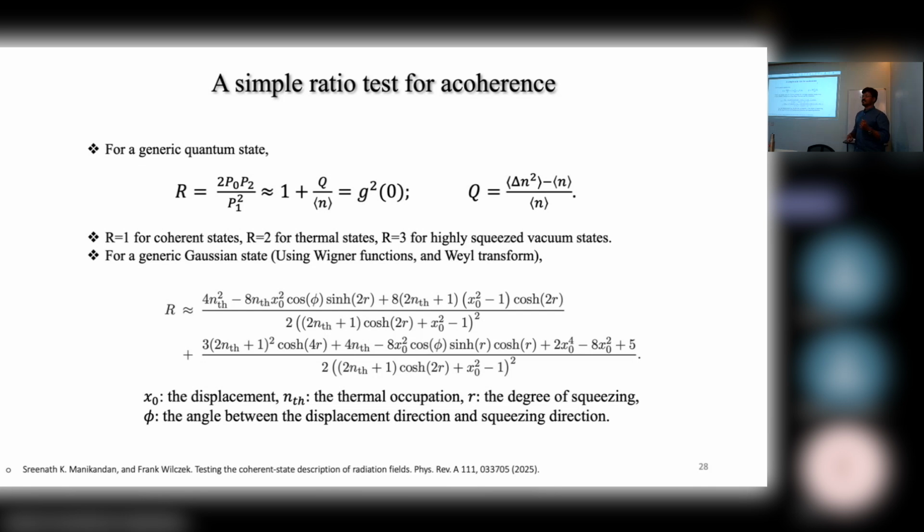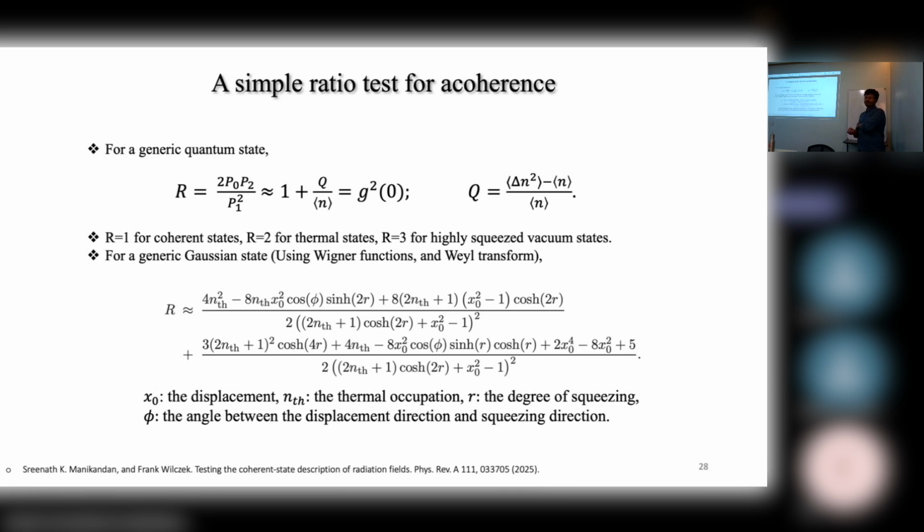But we know Q for a radiation field state. For example, if it is in a thermal state, it goes like n. So therefore, 1 plus 1 equals 2. And for a squeezed vacuum state, Q goes like 2n, so it becomes 1 plus 2 equals 3. I mean, for a highly squeezed vacuum state, it approaches that value. The scale goes like cosh r plus 1.